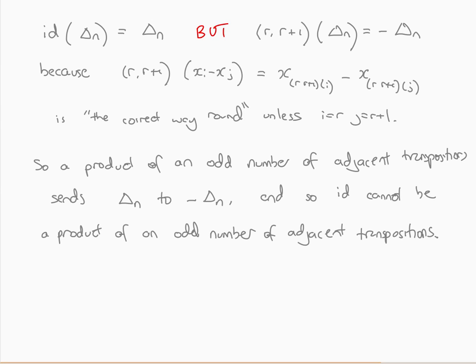Now you might wonder, why did I bother introducing these adjacent transpositions? They're not strictly necessary in this proof. You could, if you wanted, just carefully analyse the effect of any old transposition, not just an adjacent transposition, on this polynomial delta n. It's a little bit harder, but you can do it, and you can show that any transposition sends delta n to minus delta n. But the advantage of doing this with adjacent transpositions is that it's much more obvious what effect an adjacent transposition has on one of these polynomials delta n.